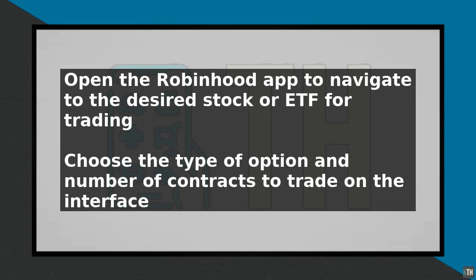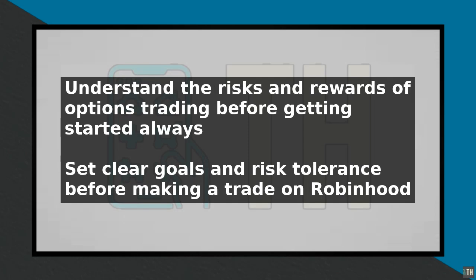Before getting started, best practices for options trading on Robinhood include setting clear goals and risk tolerance before making a trade, and using limit orders to specify the maximum amount you are willing to pay for an option. You should also closely monitor your trades and be prepared to close them if they are not performing as expected.